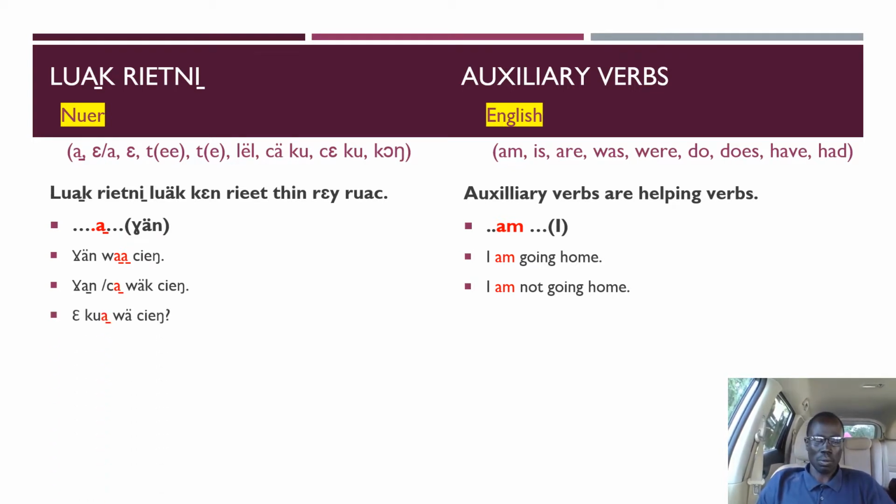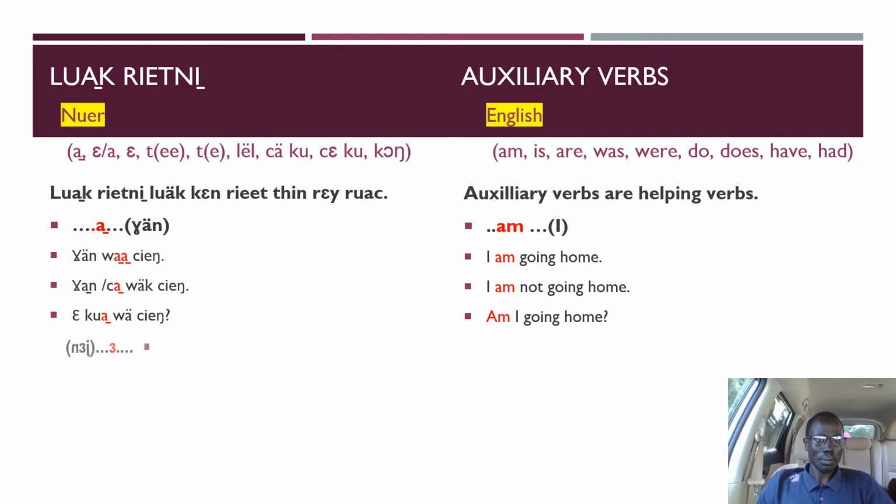Then a question form of this: the auxiliary verb also helps you form a question. So, for example, if you want to ask, you would say, "E kwa wachang?" And that means, am I going home? So this is how you use it in English, and this is how you use it in Nuer. You only use it with un, and you only use it with I in English.